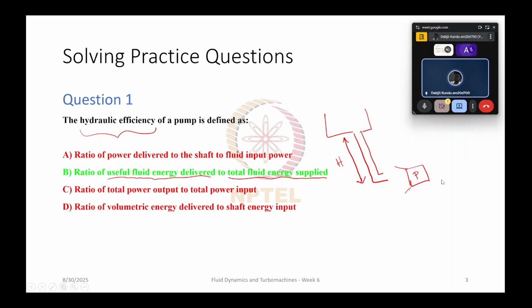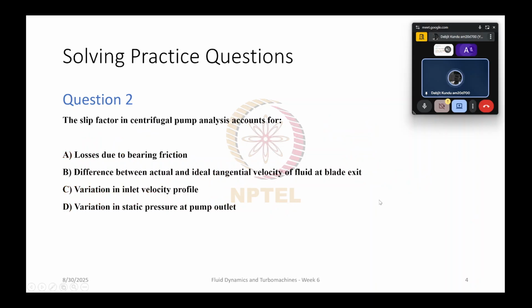All right. Let's carry on. So we will move on to question number 2 now, which is asking us that the slip factor in a centrifugal pump analysis accounts for what? Is it option A, losses due to bearing friction? Option B, difference between actual and ideal tangential velocity of fluid at blade exit? Option C, variation in the inlet velocity profile? Or option D, the variation in static pressure at the pump outlet?